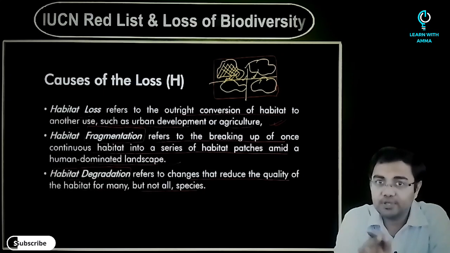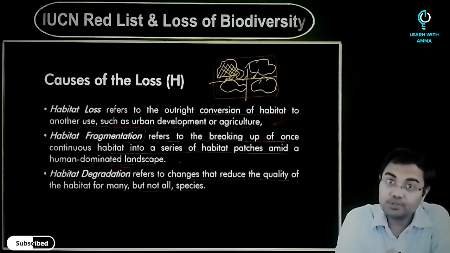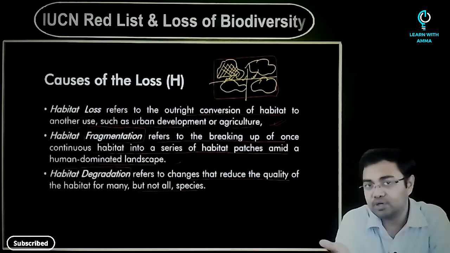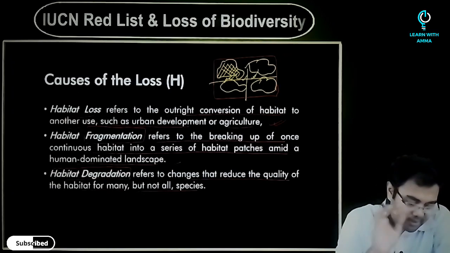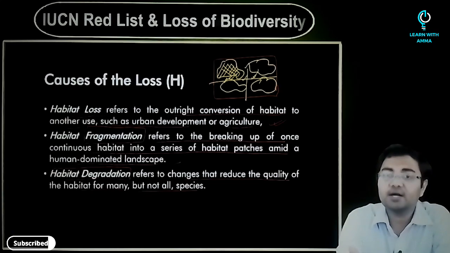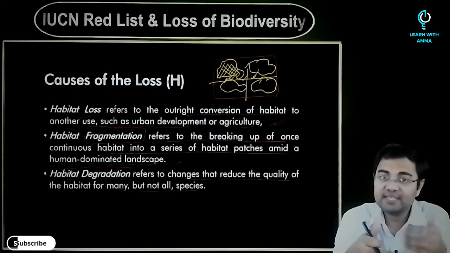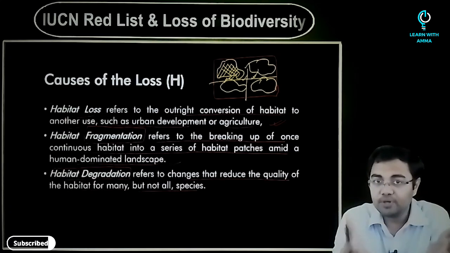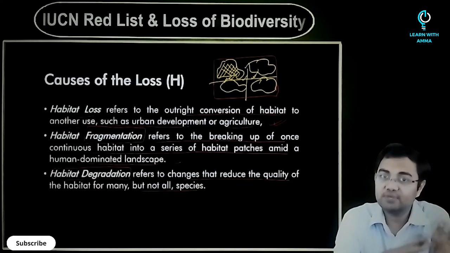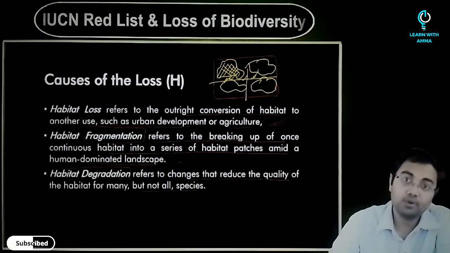For example, let's say pollution. There is no destruction of habitat that we are doing, there is no fragmentation of habitat that we are doing, but instead, because of a huge amount of pollution, it could be water pollution, air pollution, etc., there will be a degradation in the habitat. So for example, let's say it's a freshwater ecosystem, and the water has started to get polluted, and because of the pollution, many of the species will not be able to survive it, and ultimately they will start to die. So even habitat degradation can be one of the causes of the loss.